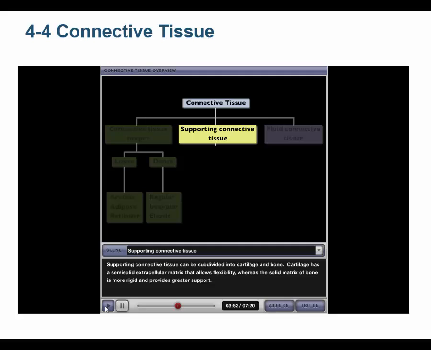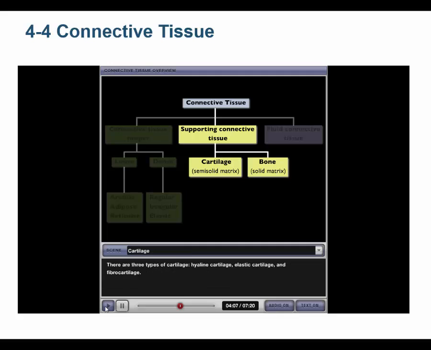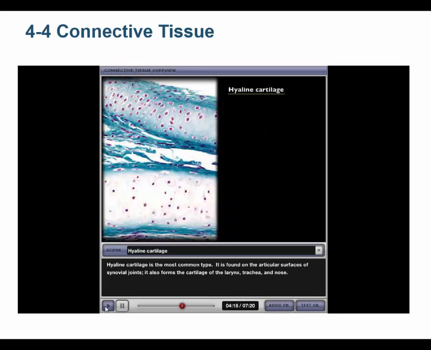Supporting connective tissue can be subdivided into cartilage and bone. Cartilage has a semi-solid extracellular matrix that allows flexibility, whereas the solid matrix of bone is more rigid and provides greater support. There are three types of cartilage: hyaline cartilage, elastic cartilage, and fibrocartilage. Hyaline cartilage is the most common type. It is found on the articular surfaces of synovial joints. It also forms the cartilage of the larynx, trachea, and nose.